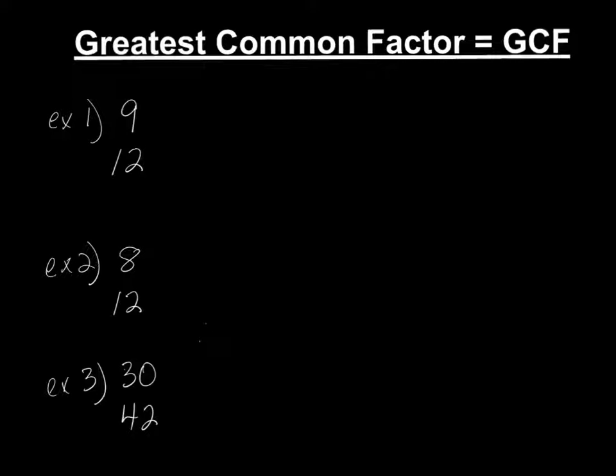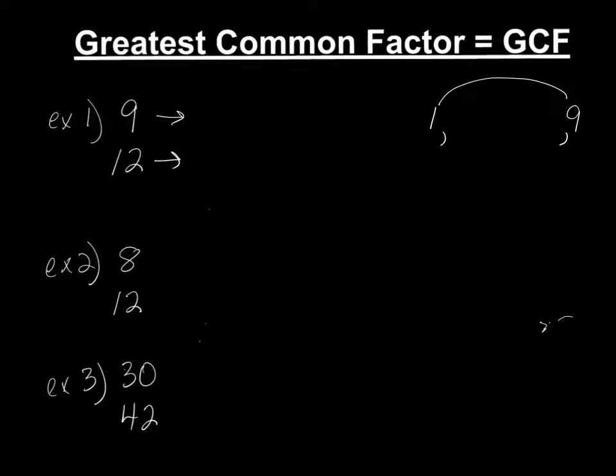So in example 1, if I'm trying to find the greatest common factor, or GCF for short, between 9 and 12, I need to find all of the factors of each number to see which factors they have in common. So first I will list the factors of 9, and in order to do this, I use what's called a factor rainbow. 1 times 9 gives me the partners, or factor pair, of 1 and 9 to get 9.